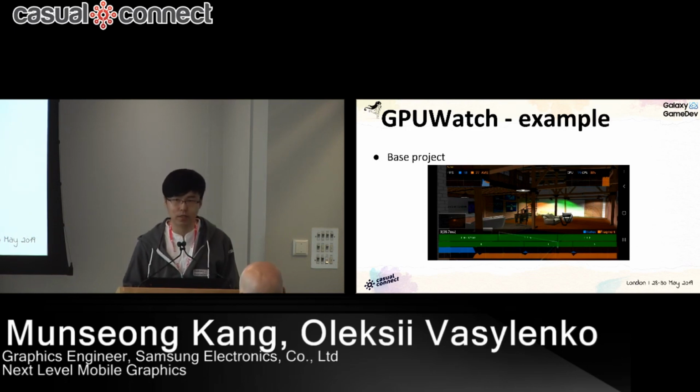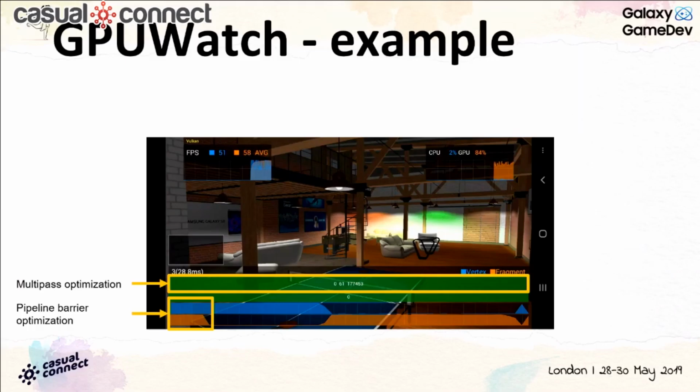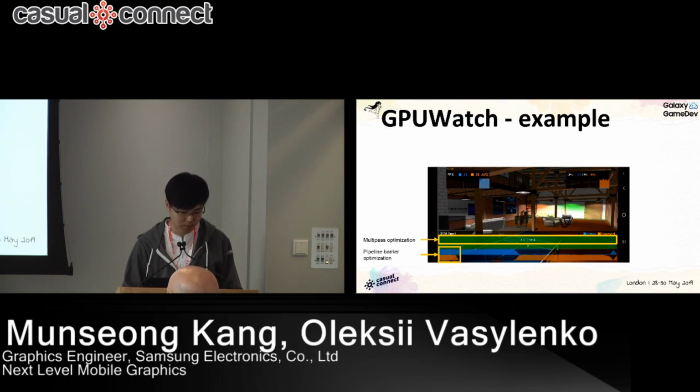Let's see what we can observe from GPU Watch after optimization. At first, you can see the multiple render passes are merged into one render pass, and you can also check that some parts of the vertex and fragment activities are overlapped. It means some sub passes are running concurrently, and the FPS changed from 20 to 50. Like this, you can get the state of a mobile game in real time with GPU Watch.